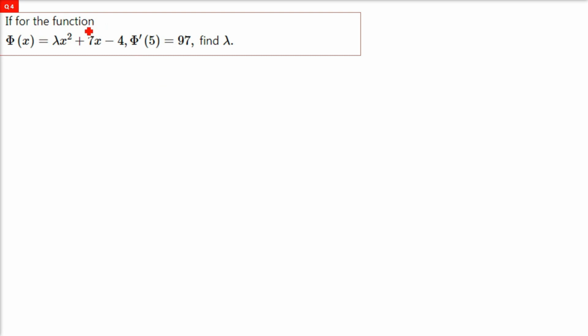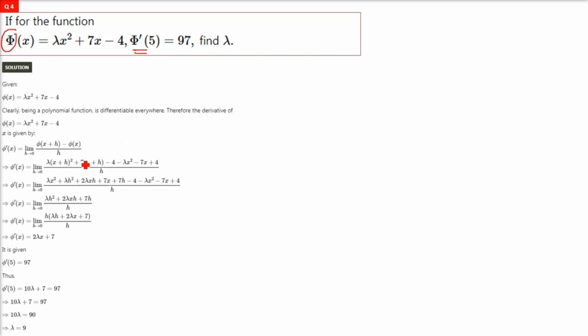For the function phi x, you can also call it psi, it is called phi. It does come from Latin or Greek, I don't know, but let me pronounce it as phi x. Okay. So phi x is this function. Phi dash 5 is given as 97. Find lambda. Basically, you have to find out the differentiation. And since we are in the chapter of differentiability, we'll use the first principle. Same thing we have to do. Previously it was f, now it is being replaced by phi.